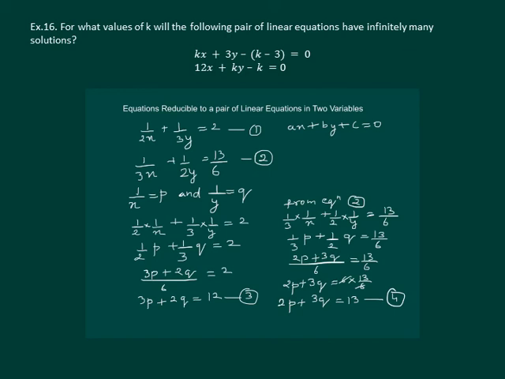Now we can solve equation 3 and 4 by any of the known methods, that is substitution method or elimination method or cross multiplication method, and then find values of p and q and back substitute in the assumptions, to finally find the value of x and y.